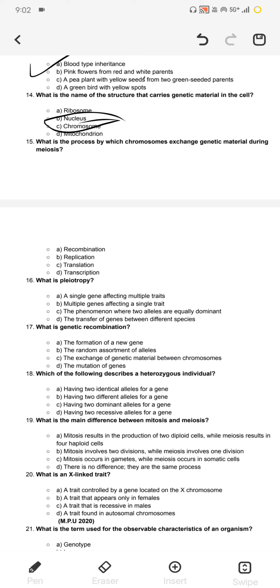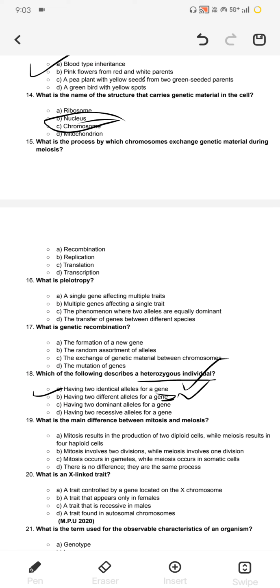Next question will be which of the following describes a heterozygous individual? Having two identical alleles for a gene, having two different alleles for a gene, having two dominant alleles for a gene, or having two recessive alleles for a gene. So where is the heterozygous individual? Option number B, having two different alleles for a gene.